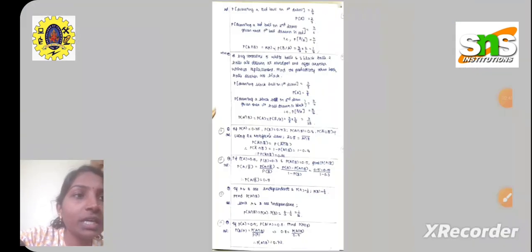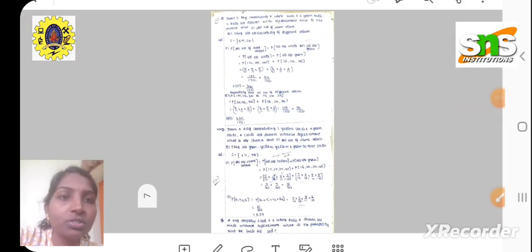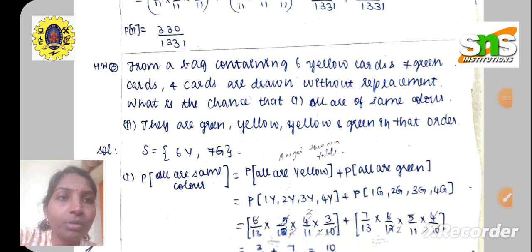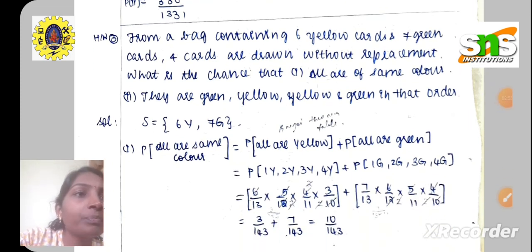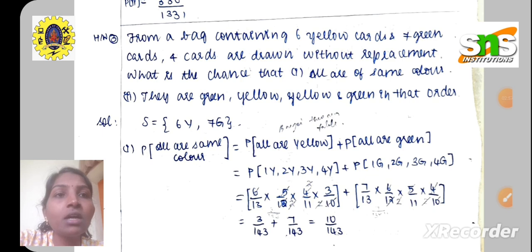Moving on to the second question. What is the second question here? From a bag containing 6 yellow cards and 7 green cards, 4 cards are drawn without replacement. What is the chance that all are of the same color? They are green, yellow, yellow, and green in that order.